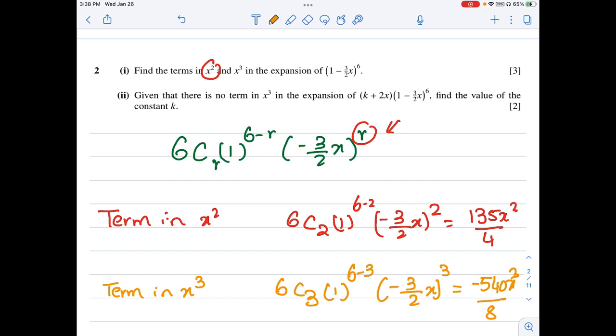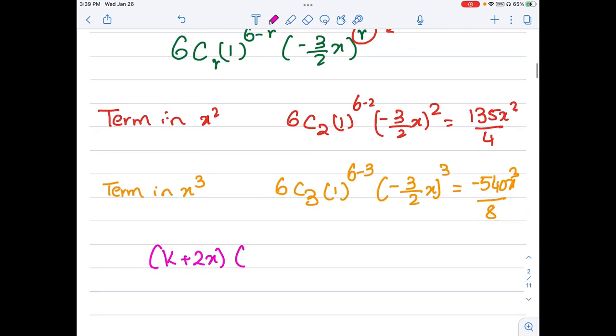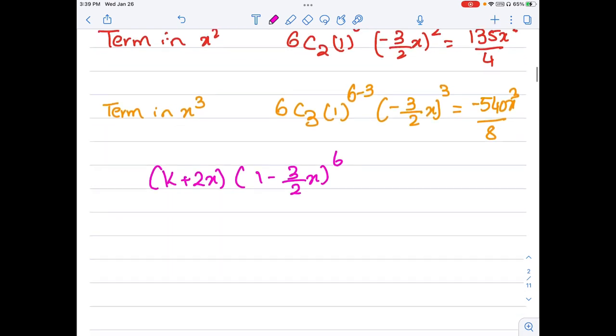Given that there is no term in x cube in this expansion, find the value of the constant k. So what is that expansion? k plus 2x times 1 minus 3 upon 2x, whole to the power of 6. So there is no term of x cube. So when there is no term of x cube, k plus 2x should be multiplied with the term of x square and with the term of x cube.